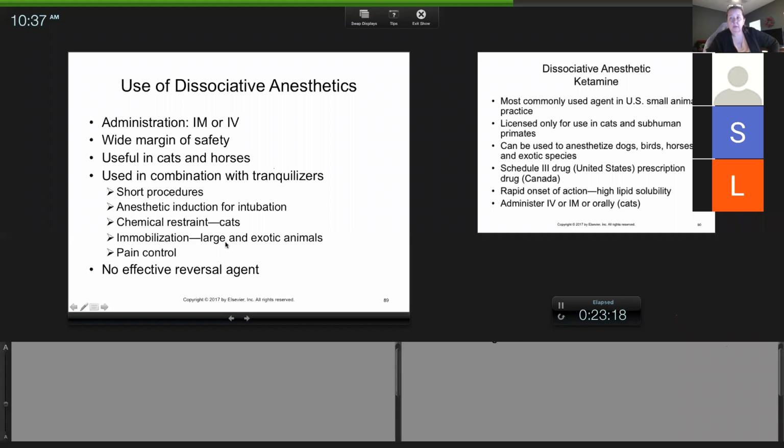So you can give a little ketamine. Ketamine is an immobilizing agent. That's why you give this drug. There is no reversal agent, though. When you give ketamine, you're going to be stuck with the effects. There's no reversal, a little bit of pain control.